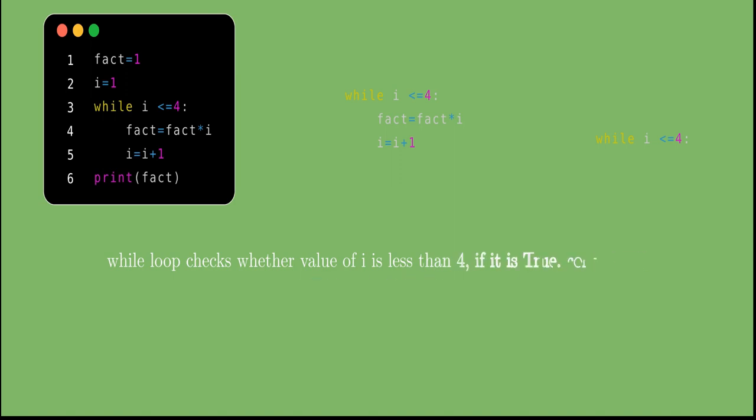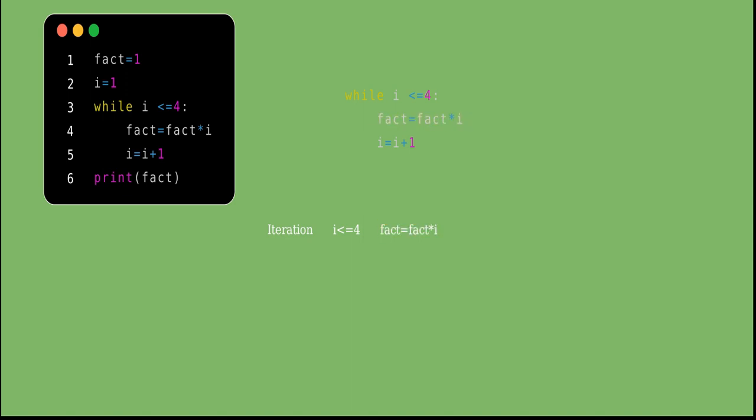To make you understand the program clearly, I have made a table. A table will help you to understand any loop. In the first column I have taken iteration. Second column, the condition check whether i is less than or equal to 4. Third, the statement fact is equal to fact into i. Fourth column, i is equal to i plus 1.